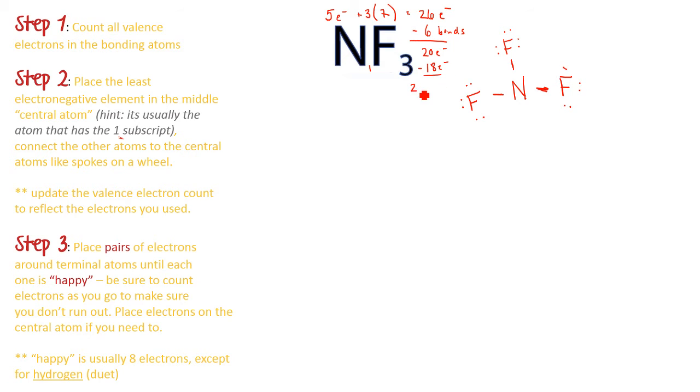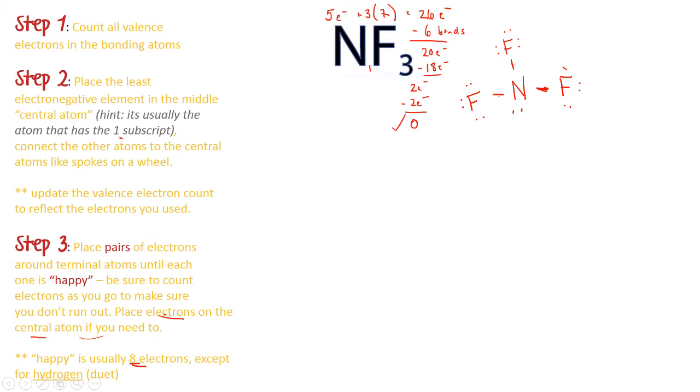I have 2 electrons left, and now I have to go back and make sure that I place electrons on the central atom if I need to. This nitrogen right now feels like it has 6 electrons around it. He's sharing 2 with each of his fluorine, so that's a total of 6, but he also wants an octet, and so I can put a lone pair of electrons on my central atom. That will leave me with a 0 balance for electrons, so that's good. I used all 26 electrons, and everybody is happy because everybody here is following the octet rule.